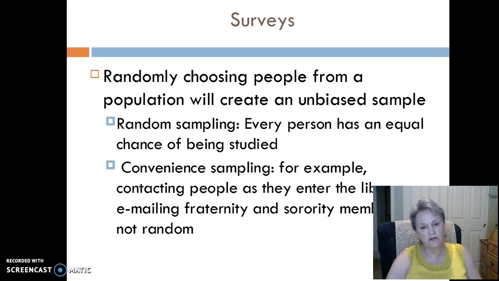You have to be careful of what some researchers fall into, the trap of sampling a convenience population, a convenience sample. For example, our book talks about doing something like contacting people as they enter a library or emailing fraternity or sorority members. That's not random, unless all you're studying are people that go to the library or people that belong to a fraternity or a sorority.